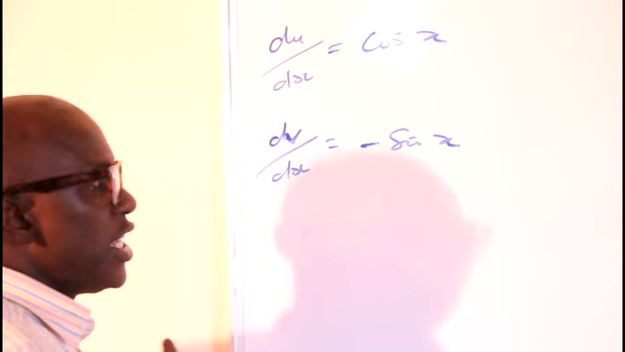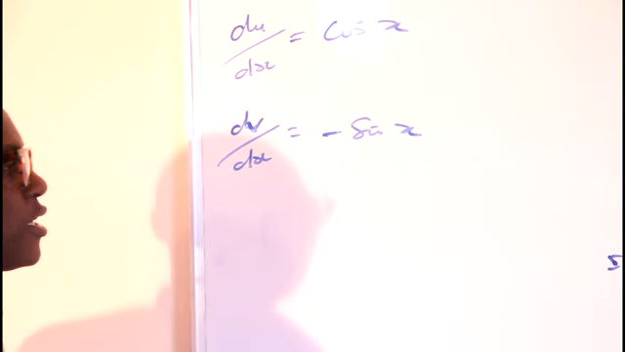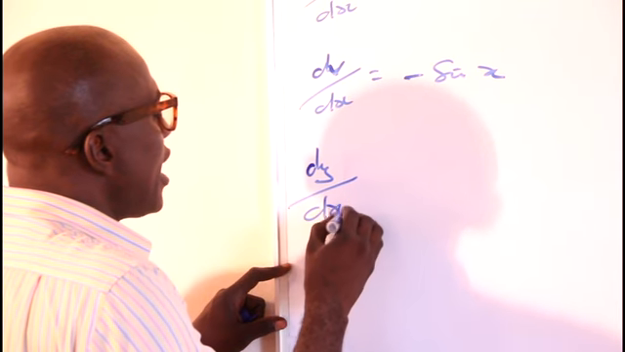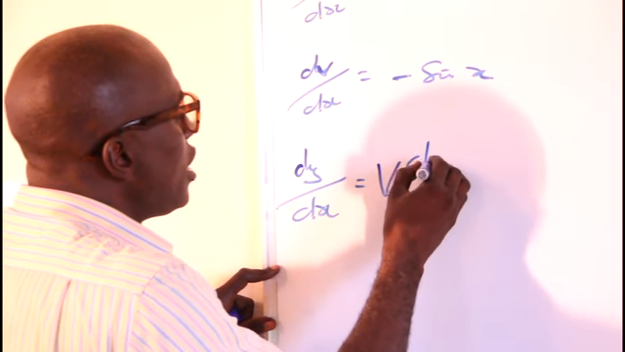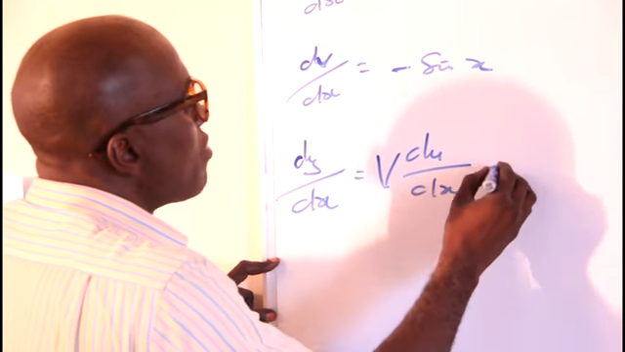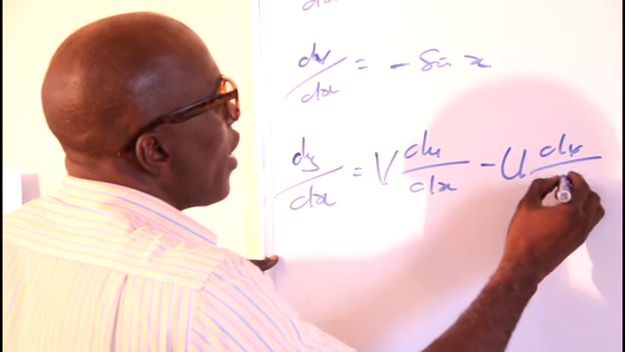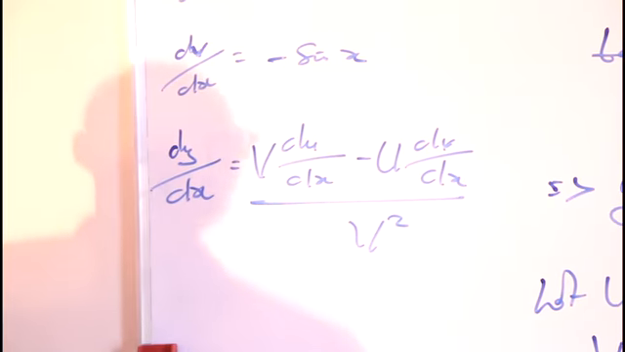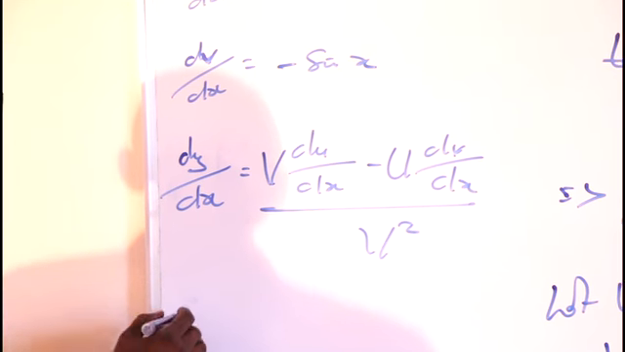Now substituting into the quotient rule formula, which states that dy over dx will be equal to v du over dx minus u dv over dx, all over v squared. Now let's see the substitution, please.